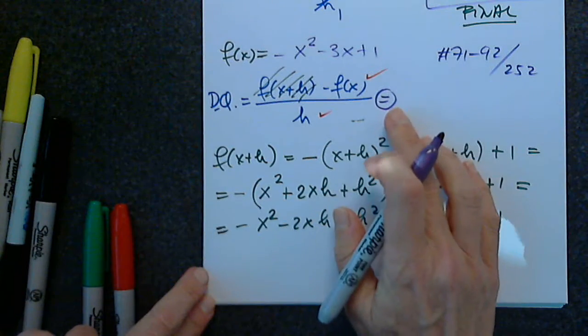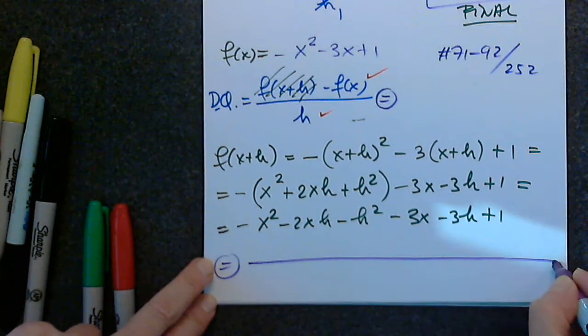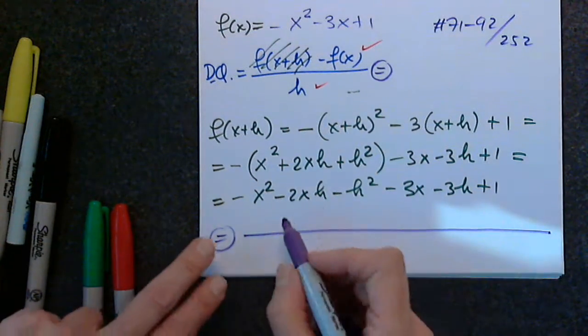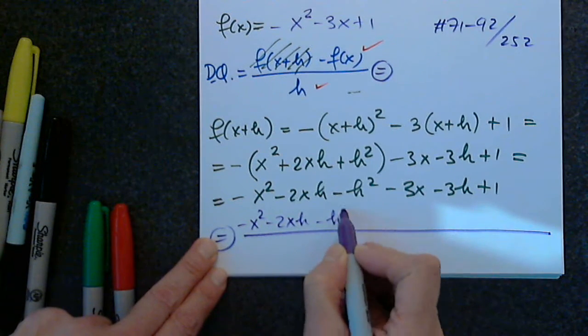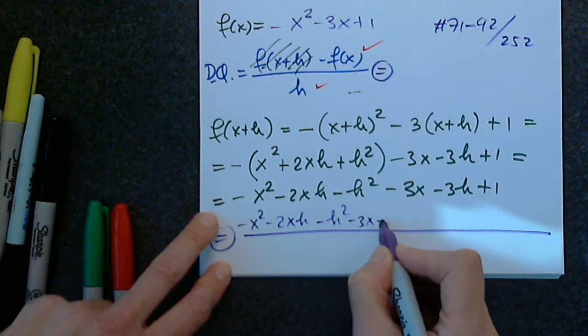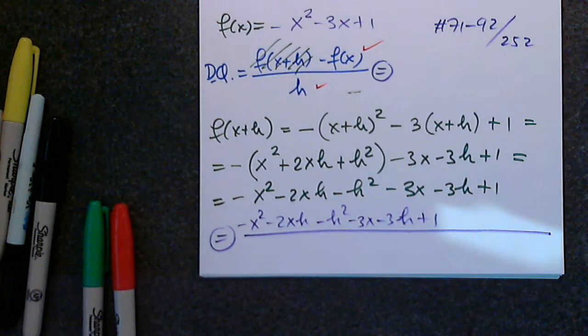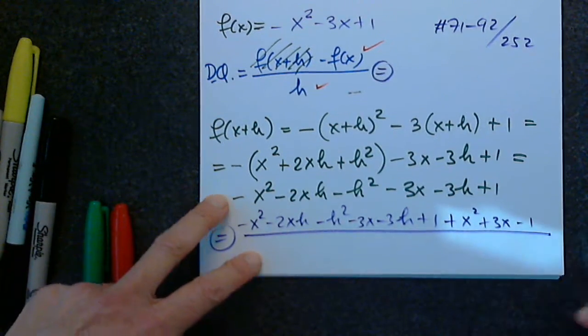So I'm continuing from here, the difference quotient. So please dictate what we have to write. All that again. Very good. Negative x squared minus 2xh minus h squared minus 3x minus 3h and plus 1. Very good. Plus x squared. Very good. Plus 3x minus 1. Perfect.